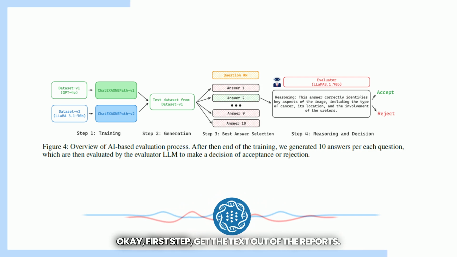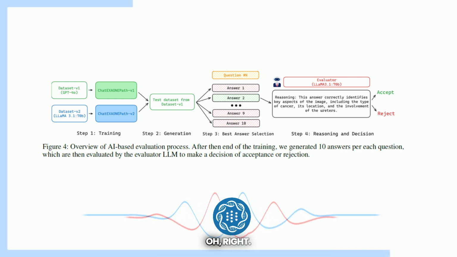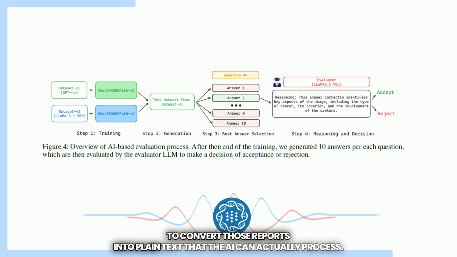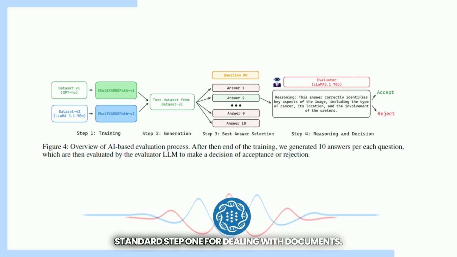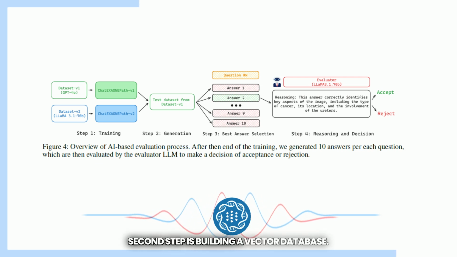Okay. First step, get the text out of the reports. Pathology reports are often PDFs, sometimes even scanned images of text. Oh, right, not always clean digital text. Exactly. So they used optical character recognition, OCR, to convert those reports into plain text that the AI can actually process. Standard step 1 for dealing with documents. Got it. What's next?